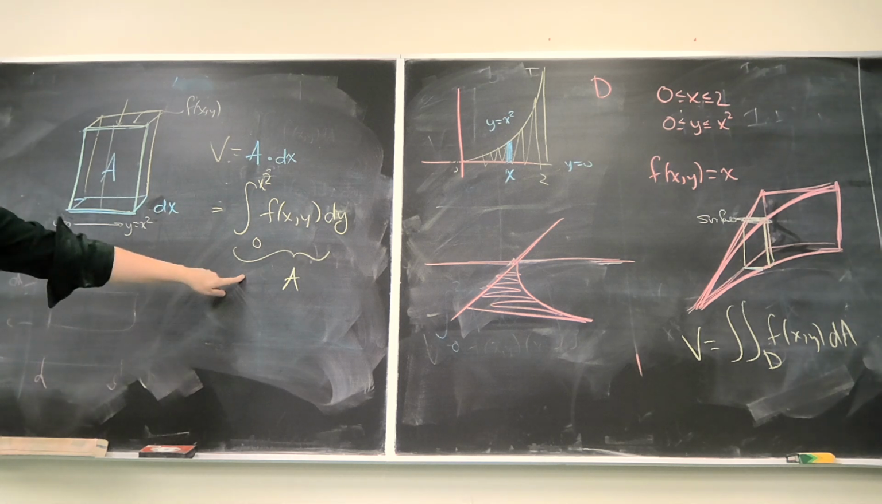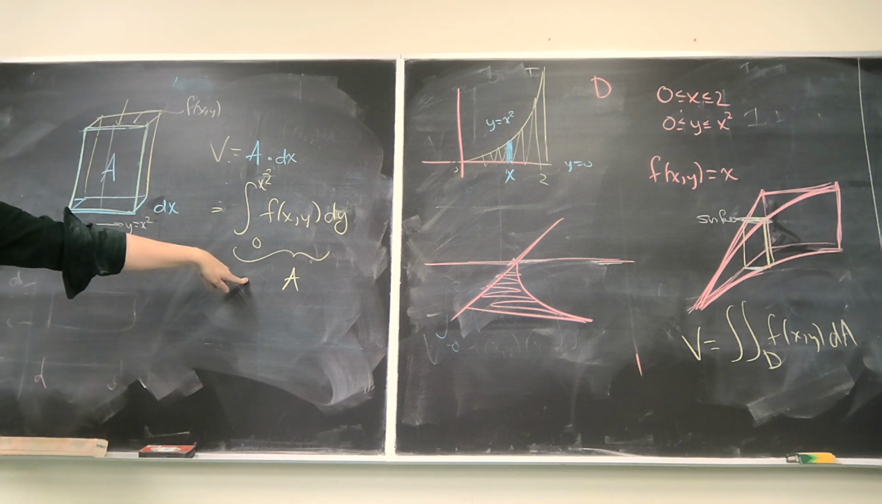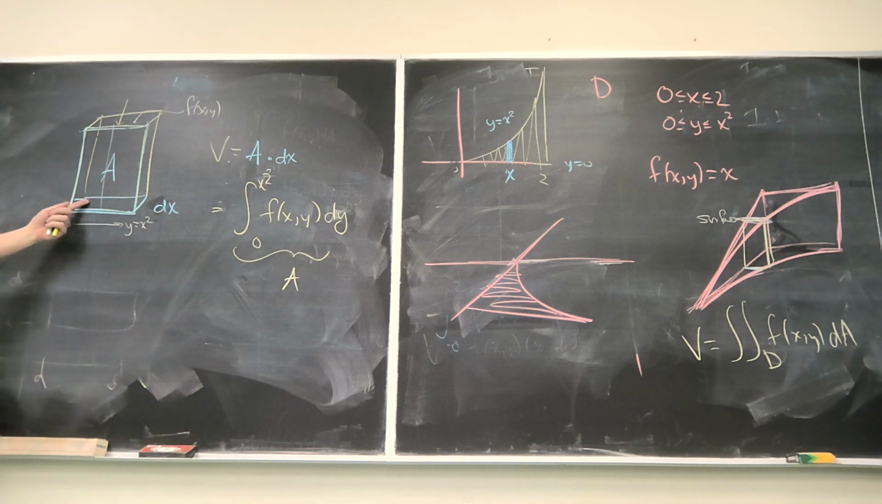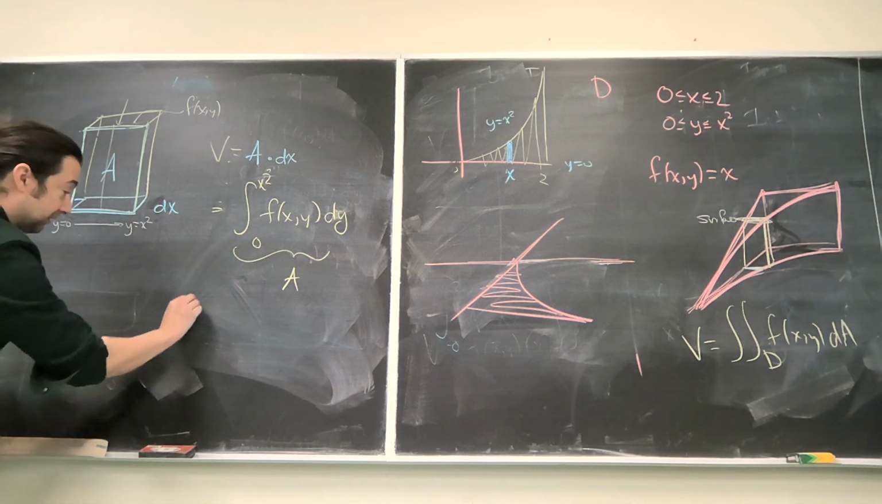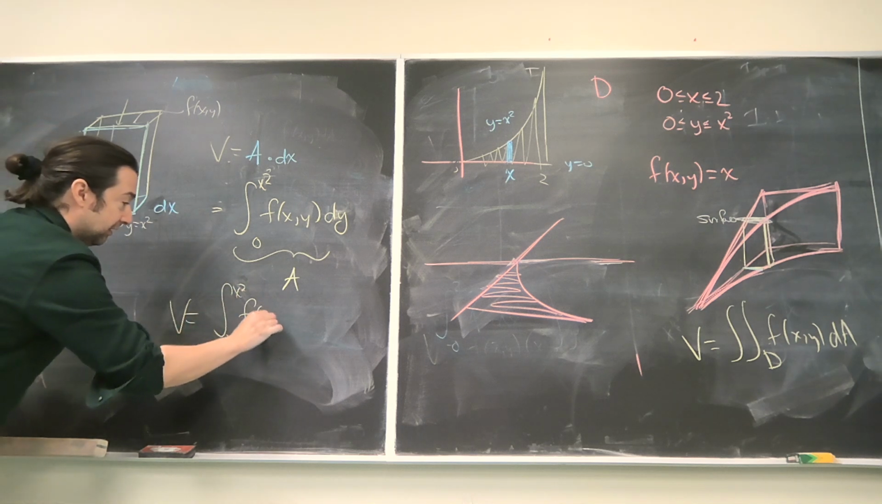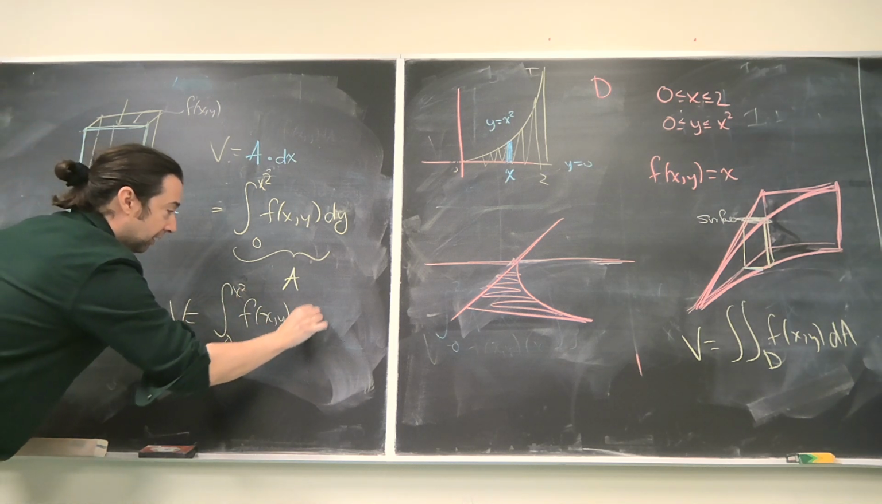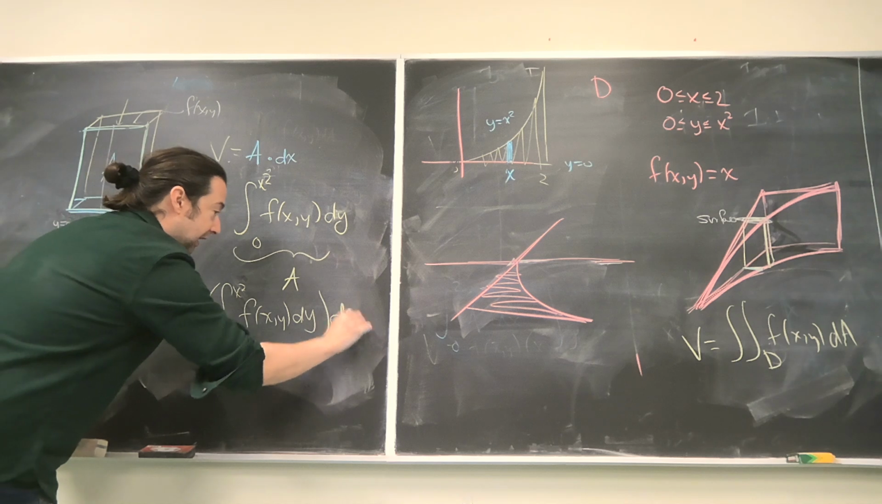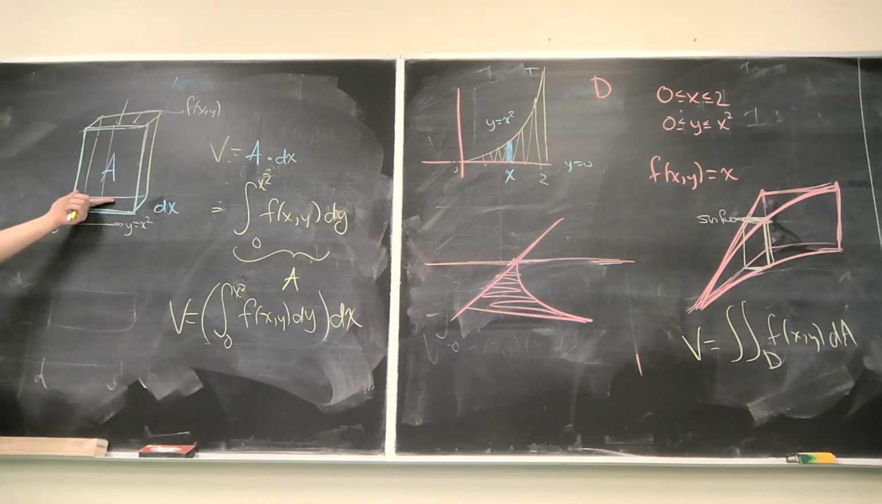But if that integral is A, that's the area of one of these bread slices, and that means that the volume of the bread slice should be the integral from 0 to x squared of f of x and y dy times dx. The area of the face times its width is a volume. So that's the volume of one of the bread slices. If only there was a way I could add up all the bread slices to be the entire loaf. Another integral.